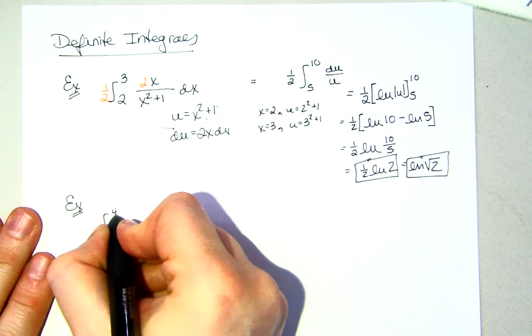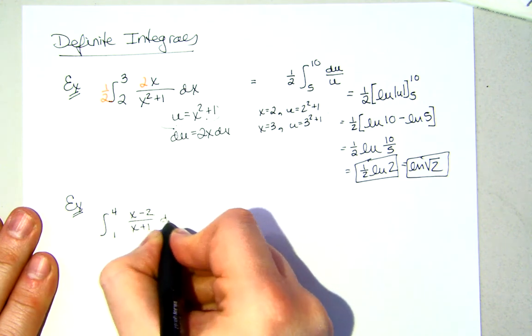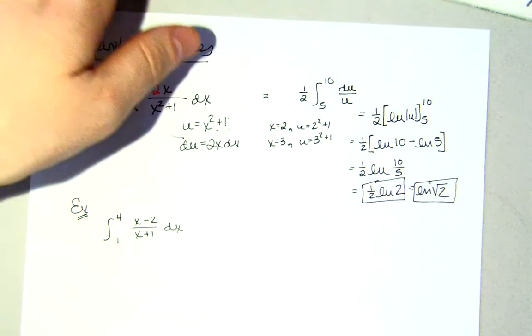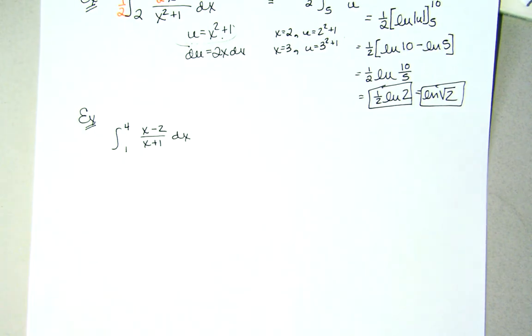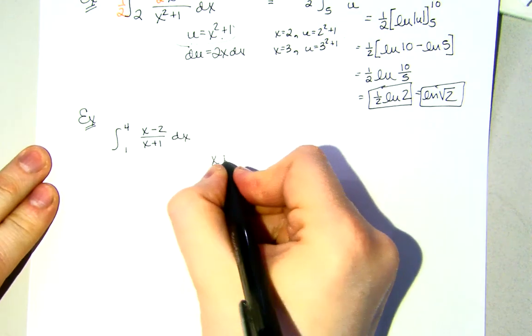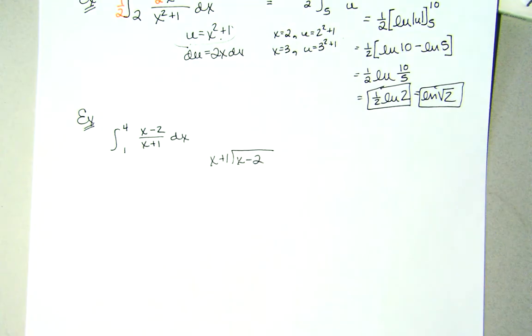The integral from 1 to 4 of x minus 2 over x plus 1 dx. How would I even think to start this one? Because the powers are equal. Our rule is anytime the degree of the numerator is greater than or equal to the degree of the denominator, use division first. So ignore everything else going on here. I want to do x plus 1 divided into x minus 2. It's a quick, short division problem. Go do it.